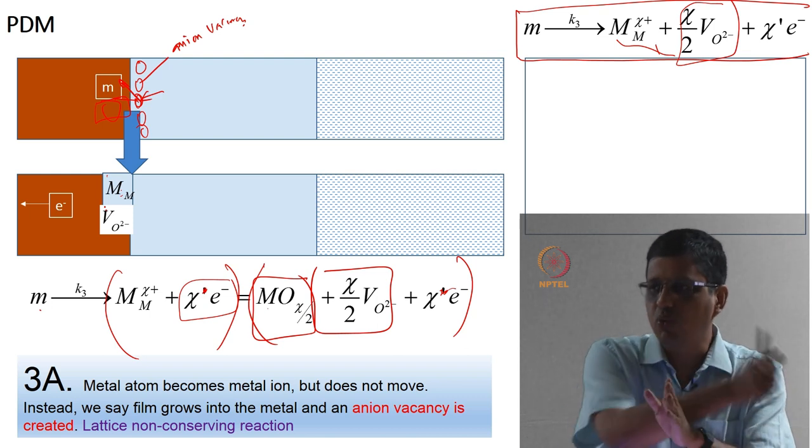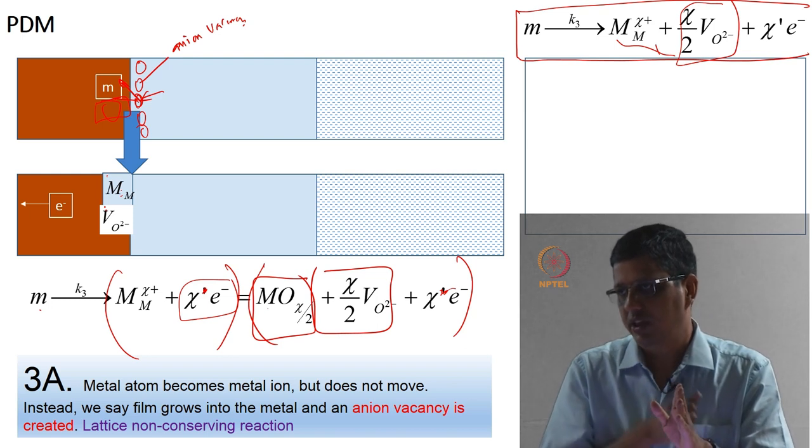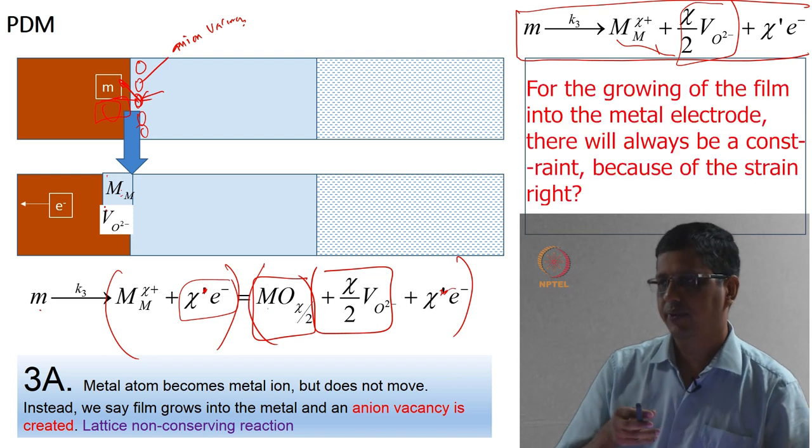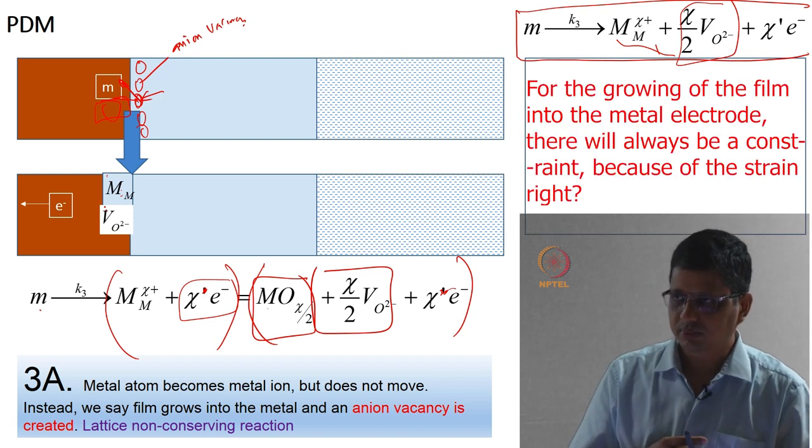At the most it can move one step, it cannot move multiple steps, or we do not think it moves multiple steps. So for further growing of the film into the metal electrode, there will always be a constraint because of the strain, right?